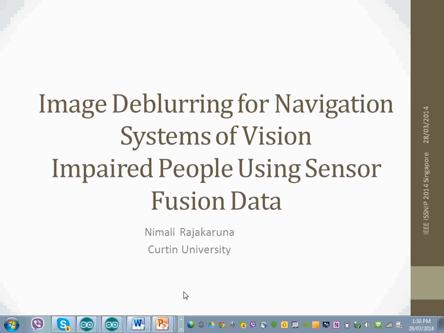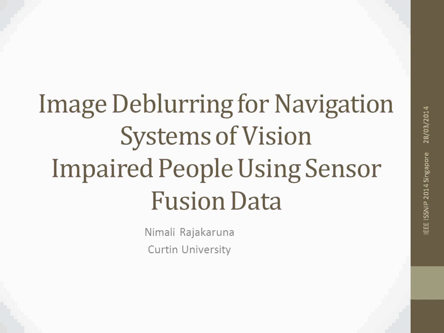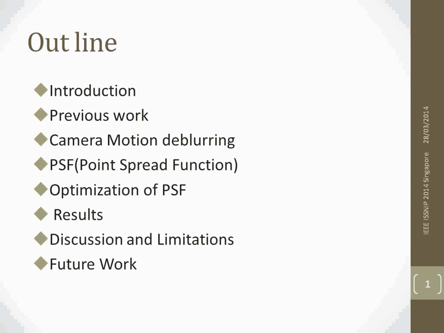And today I'm going to talk about image deblurring for a navigation system for the vision impaired using sensor fusion data. This is my outline. First of all, I will give a brief introduction about my overall research project and the previous work about image deblurring and camera motion, and then how to determine the point spread function and optimization of the point spread function, and finally the results and discussion.